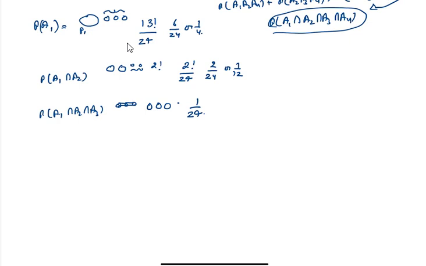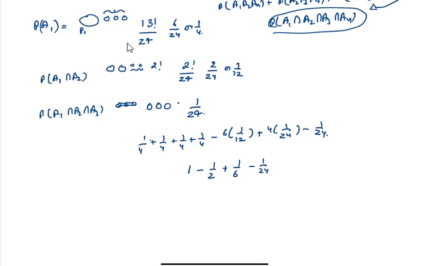So what you have here is 1 out of 4 plus 1 out of 4 plus 1 out of 4 plus 1 out of 4, minus 6 times 1 out of 12, plus 4 times 1 out of 24, minus 1 out of 24. Or you can also see the way it is written is basically 1 minus 1 by 2 plus 1 by 6 minus 1 by 24. Or this can be written as 1 minus 1 over 2 factorial plus 1 over 3 factorial minus 1 over 4 factorial.